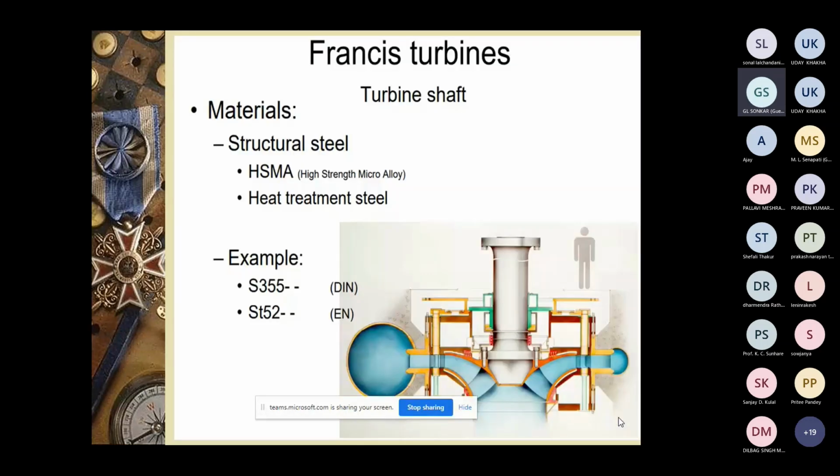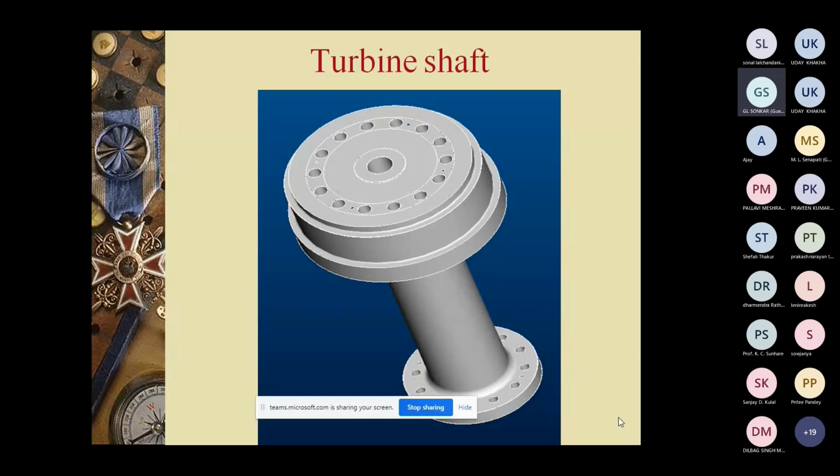Then the turbine shaft. What is the purpose, the objective of the shaft? It transmits the power from the turbine. There is a coupling. Turbine shaft, then generator shaft is there. They are coupled. A rigid coupling is there. So the shaft is a carrier for the flow of power from your turbine through the generator through the couplings. The material we are using is high strength microalloy or heat treated steel. The objective of the turbine shaft is to transmit the power from the turbine to the generator through the couplings.